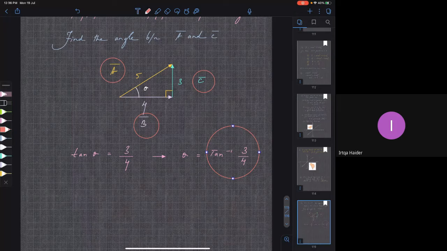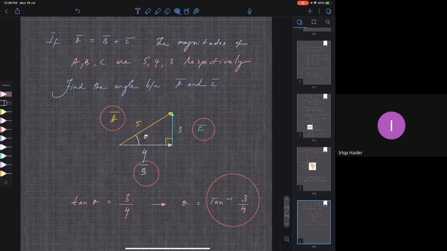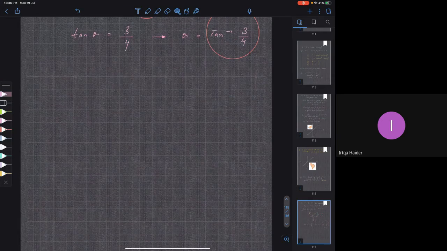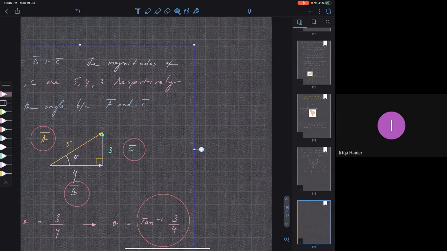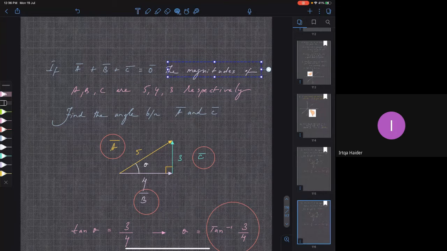But if this question is given in a different way, suppose everything is the same, but instead of a bar plus b bar equals c bar, he says a bar plus b bar plus c bar equals a null vector, then the answer will be a little bit different. Why? The direction of this a bar will not be this, but in the opposite direction.